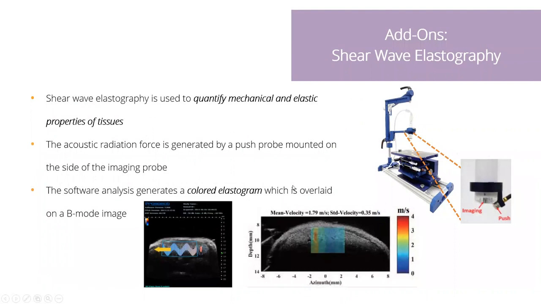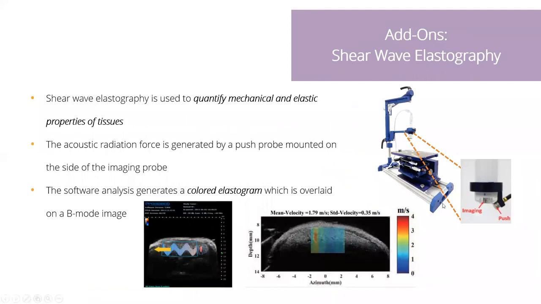Another add-on is shear-wave elastography. This is a bit more of an advanced technique for ultrasound users. Here we're looking at the mechanical and elastic properties of tissue. For example, in the liver, you may want to look for liver fibrosis. And when fibrosis is present, the elastic properties and mechanical properties of the liver are going to change.